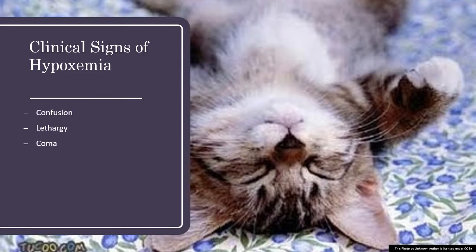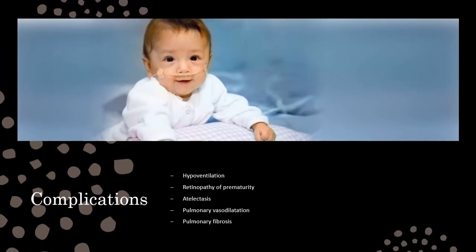Late signs and symptoms of hypoxemia, remember, involve confusion, lethargy, or coma. Complications of oxygen administration include hypoventilation, retinopathy of prematurity or ROP, atelectasis from nitrogen washout, pulmonary vasodilation, and pulmonary fibrosis. These are separated into 2 categories: adverse physiologic effects and equipment-related complications.